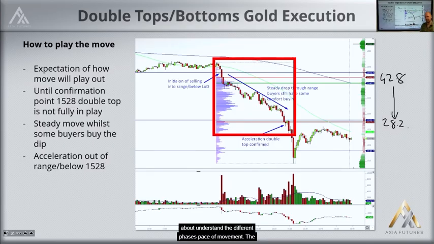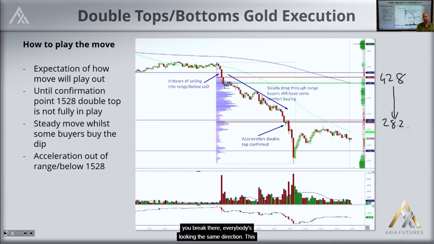It's about understanding the different phases and pace of movement. The reason for that is at this point, there's very, very little reason for anybody to be looking at this as a buy opportunity. Whereas whilst in the range, there's still reason that people are going to think to buy this. That they're playing into that much wider range. And as long as 28 holds, buyers are still happy. Once you break there, everybody's looking in the same direction. This gives the much faster exhaustion phase of the head and shoulders, not head and shoulders, double top pattern.